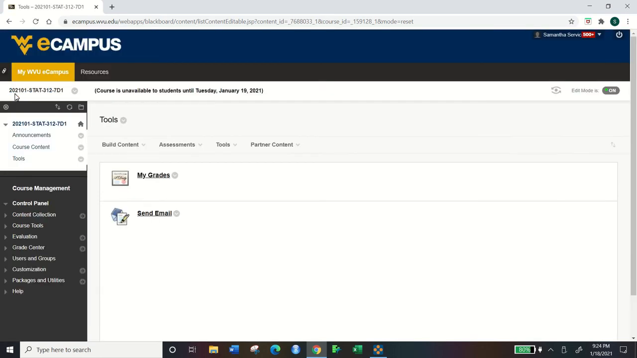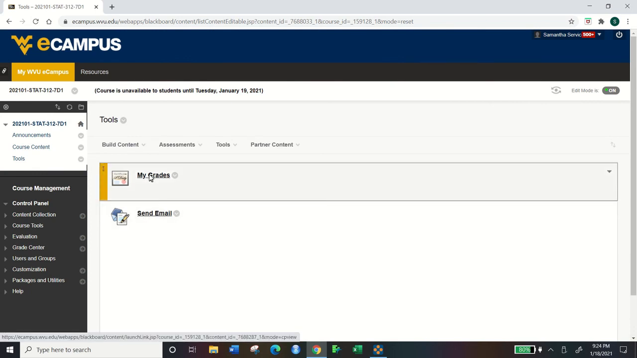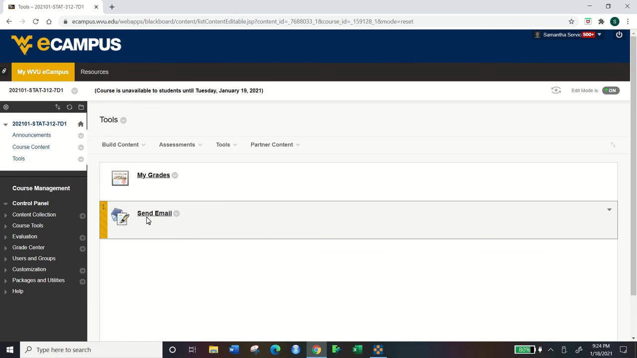Finally, the last tab is tools. If you need to send me an email, go ahead, you can send it here. And if you want to take a look at your grades, you may also do so here. One thing to note about sending the email, you may notice that the email address under the send email is different than what's posted on my syllabus. That's perfectly fine. They both go to the same place.